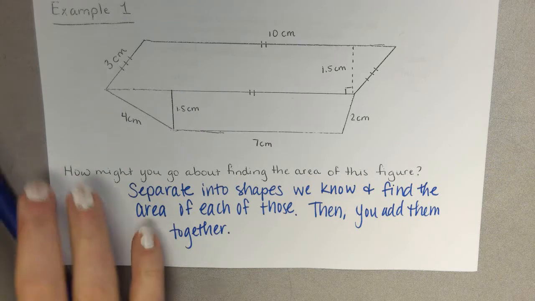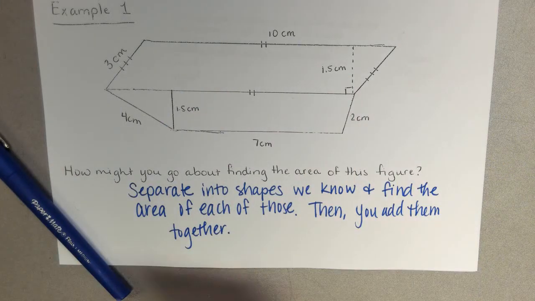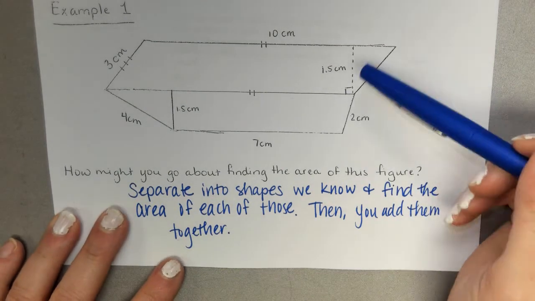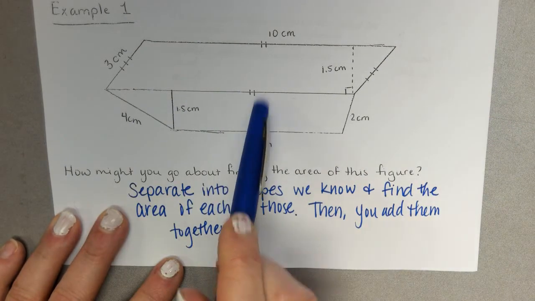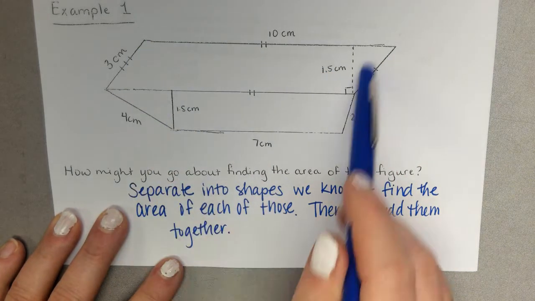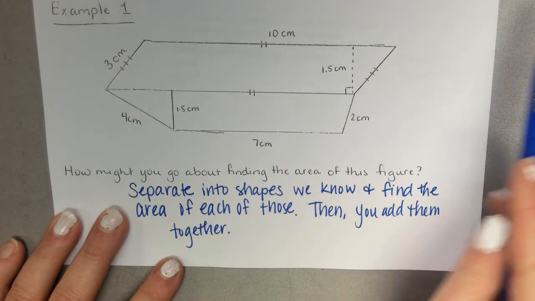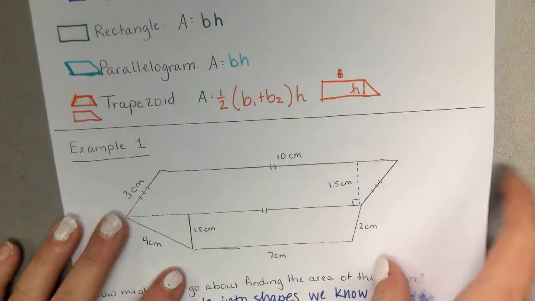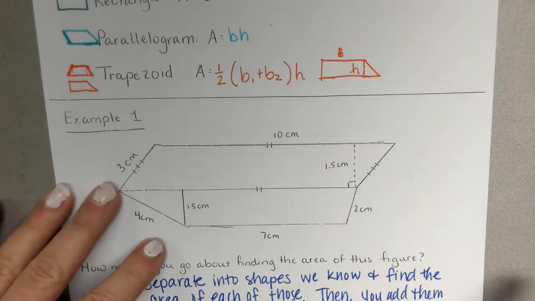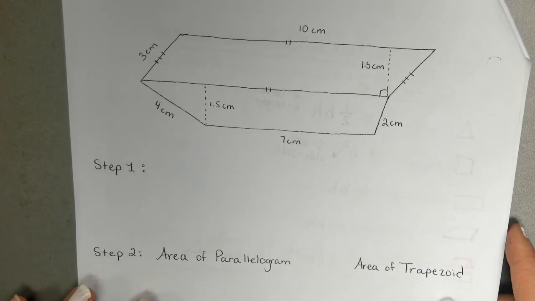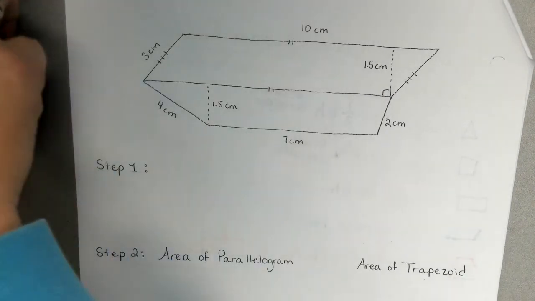If you look at this shape, it's a weird shape. But within it, you can see there's a triangle here, a rectangle, and a rectangle. Oh, and there's a triangle here. So you could separate them into different shapes, find the area of each using the formulas up here, and then add it all together. That would give you the area of the whole shape. Let's look at the back and walk through that together.